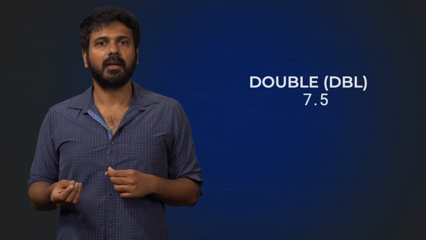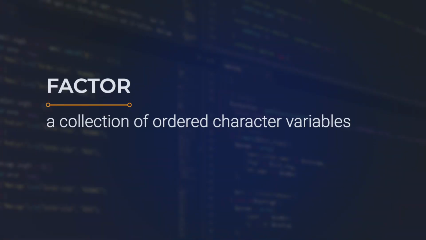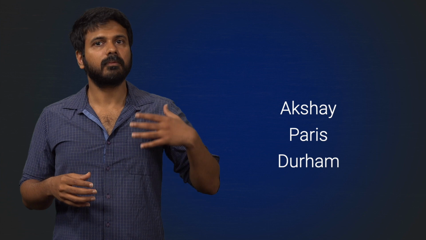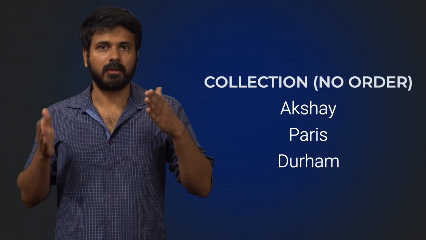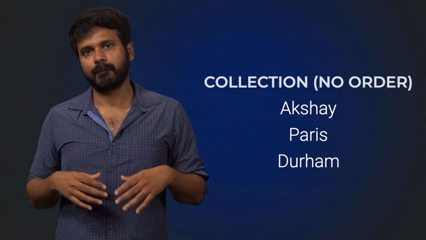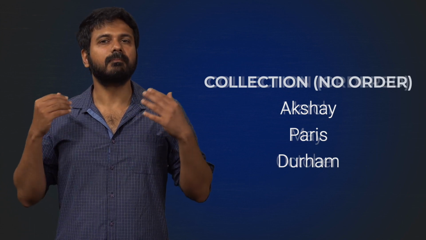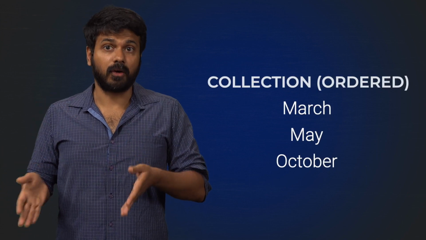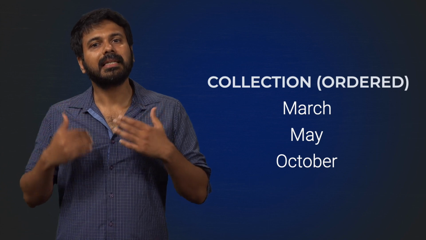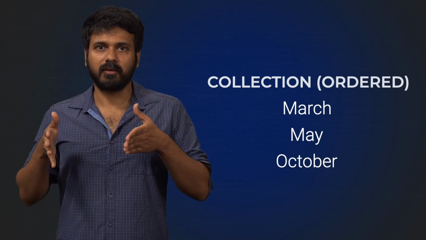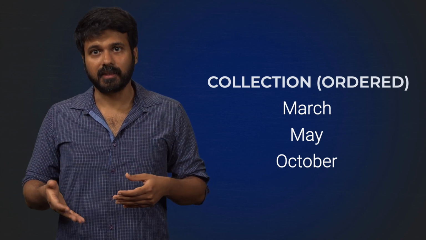One final thing worth knowing about is the factor, which refers to a collection of ordered character variables. So if you, for example, think of a list of names and you had no other information about the names, they would likely just be a collection of names with no particular order. However, when you think of the months of a year, then order matters. So we would need to tell R what the order of months is, and the factor allows us to do that.